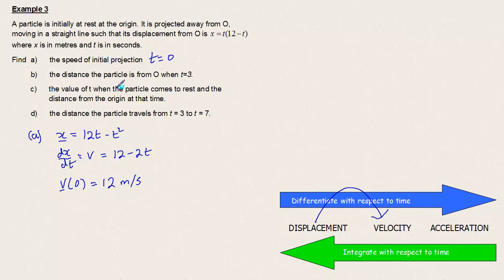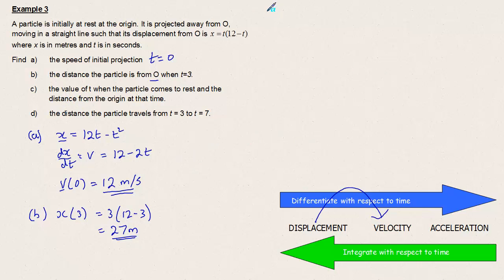Then we want the distance the particle is from O when t is 3. So that's just x of 3, which is going to be 3 into 12 take away 3. So that's 3 times 9, which is 27 meters. Now both of these are positive, and this means that the particle is 27 meters to the right of O and moving at 12 meters per second to the right, so it's moving further away from O.